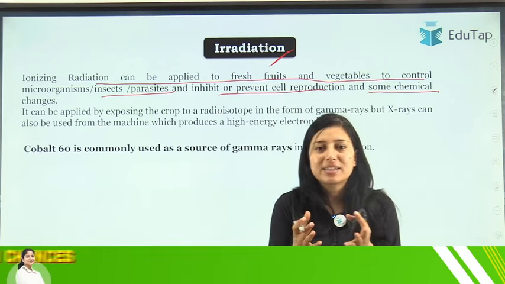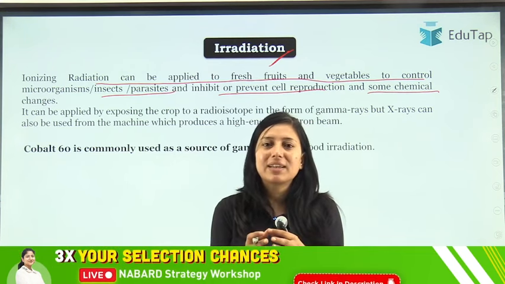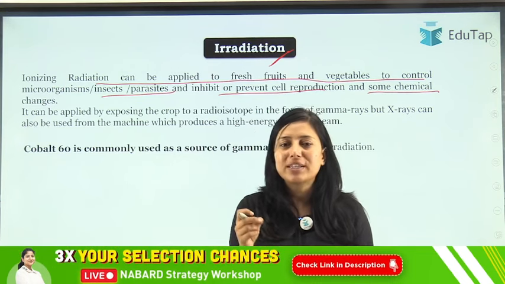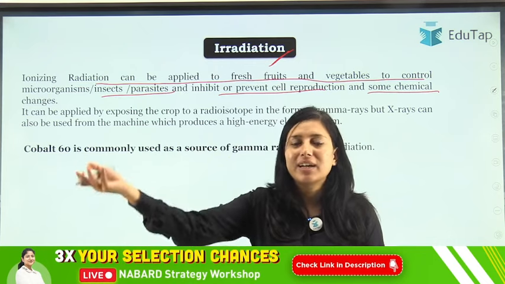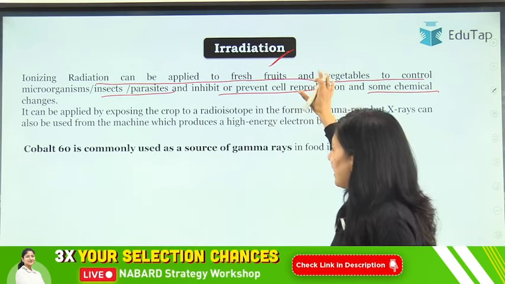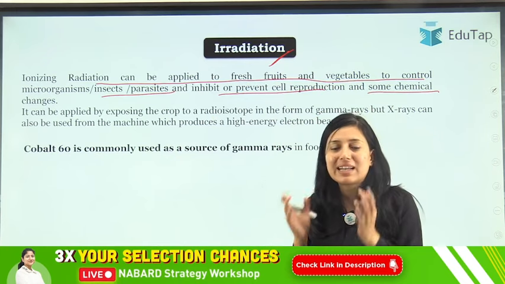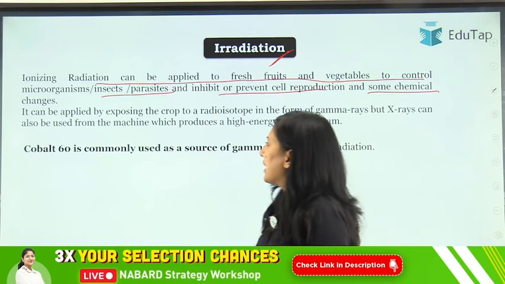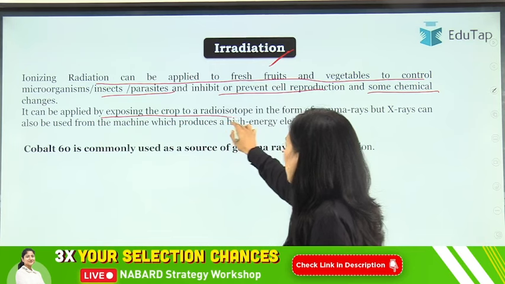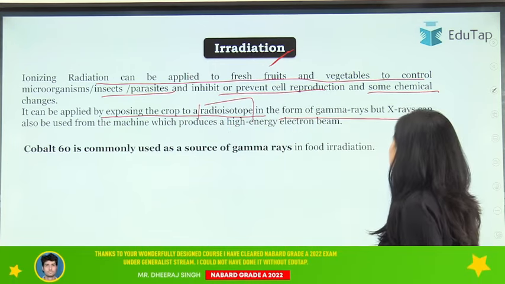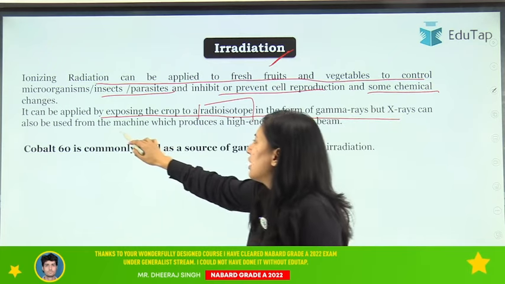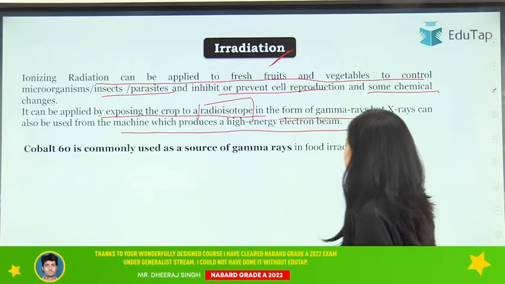If there is a fungus, the fungus cell will be killed, because if there is even one cell of the fungus on the produce, it will again start multiplying. So through irradiation, we are completely sterilizing our produce. It can be applied by exposing the crop to a radioisotope in the form of gamma rays, but X-rays can also be used from machines which produce a high energy electron beam.